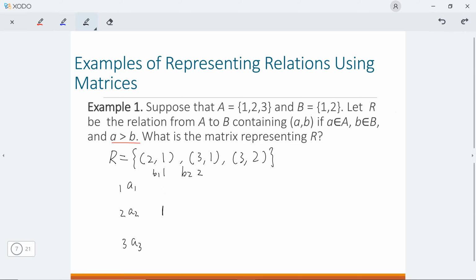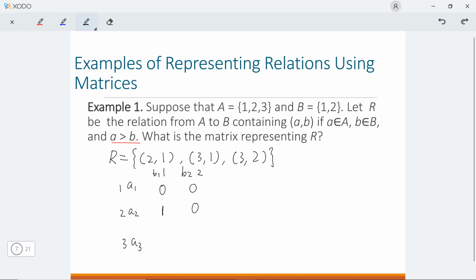Okay. And then for the next thing, if we have A2, B2, is A2, B2 as 2, 2 in this relation R? No, 2, 2 is not here. That means here we should have 0. And then let's go to the next row.